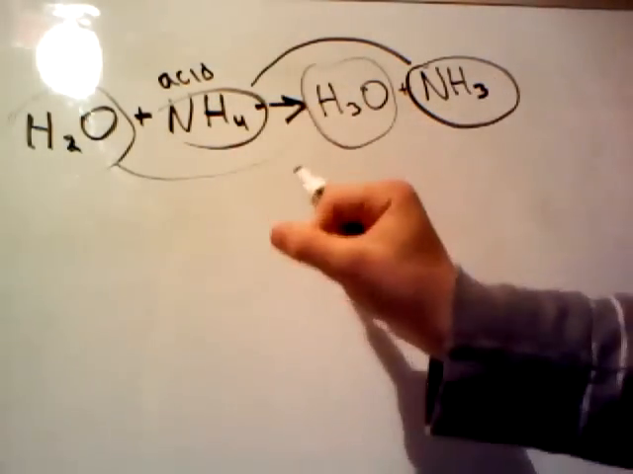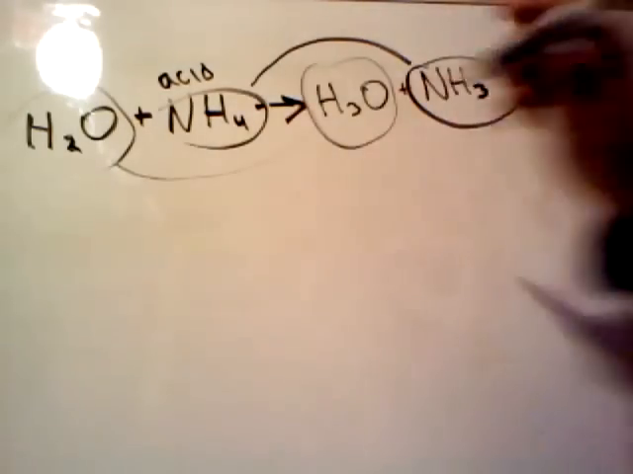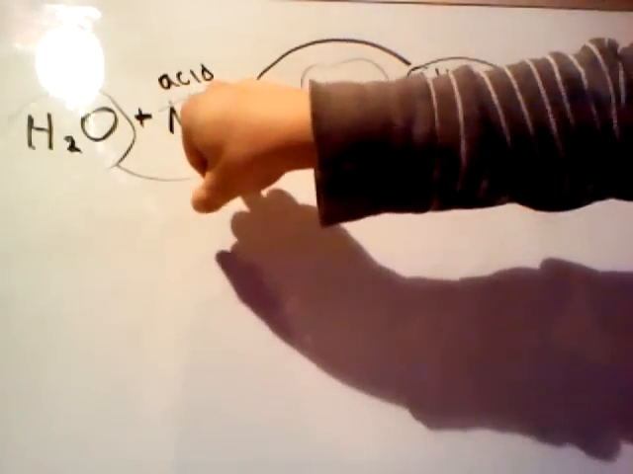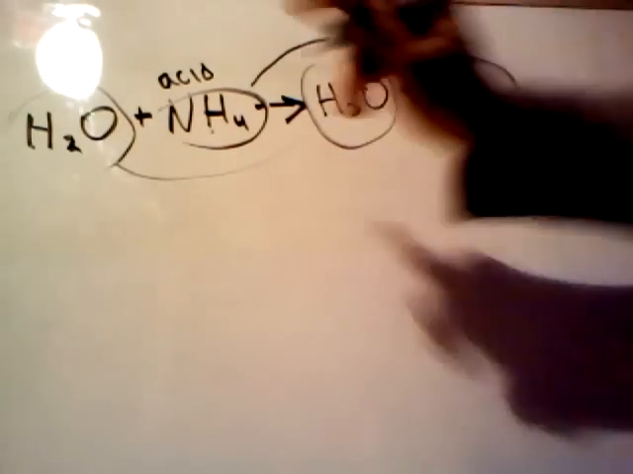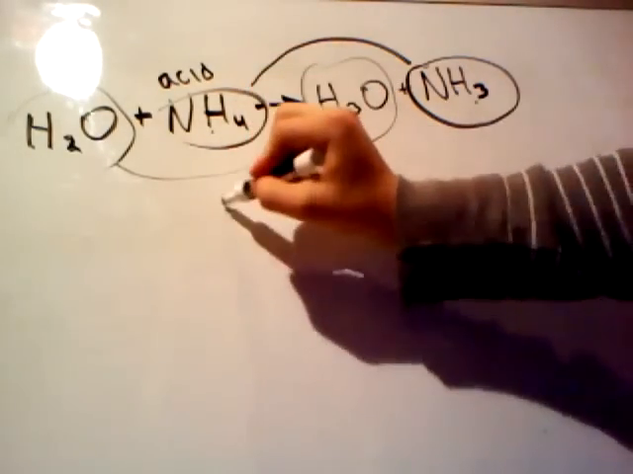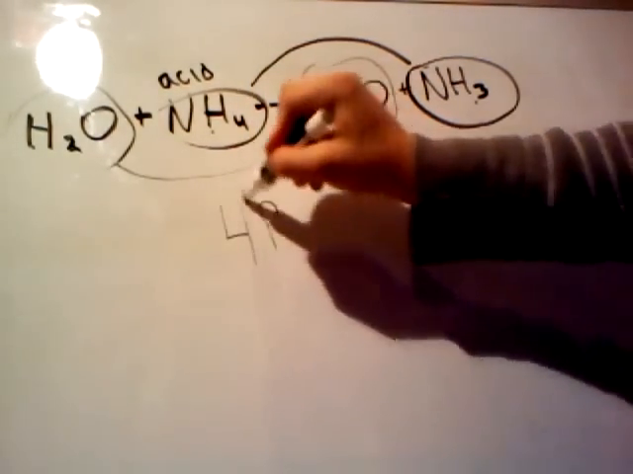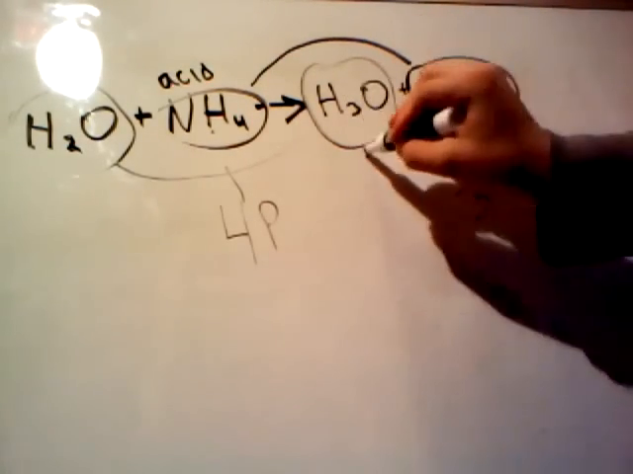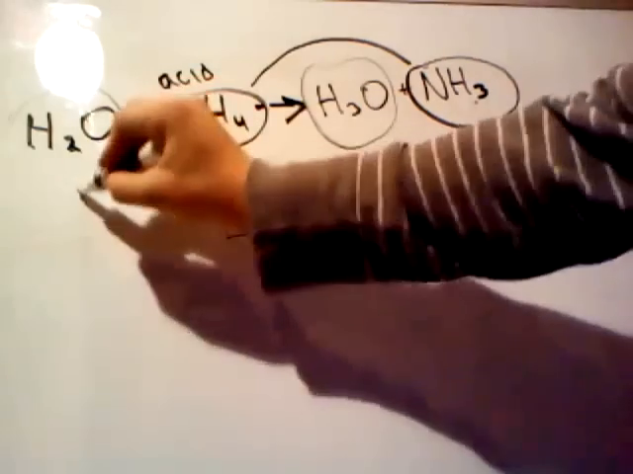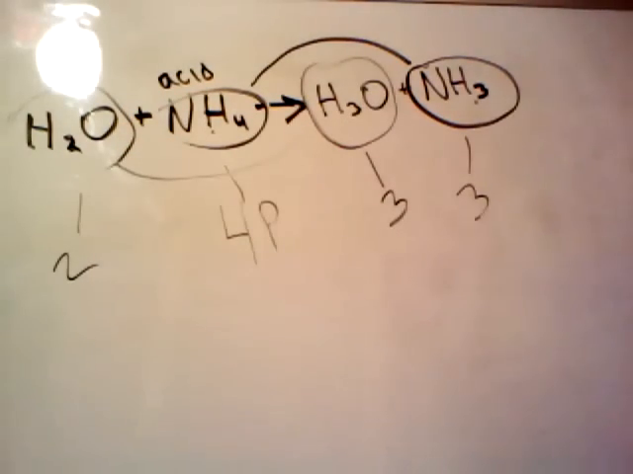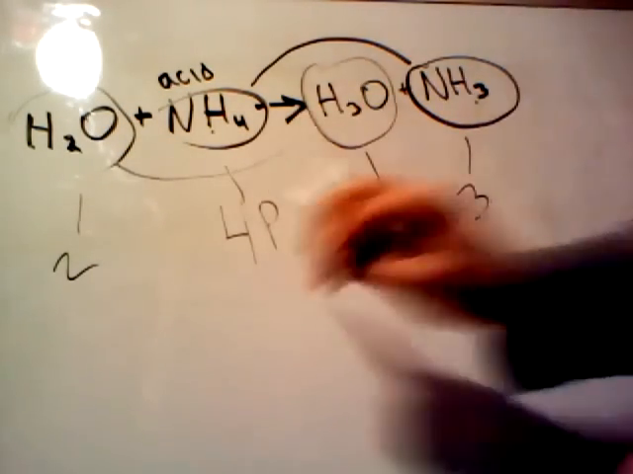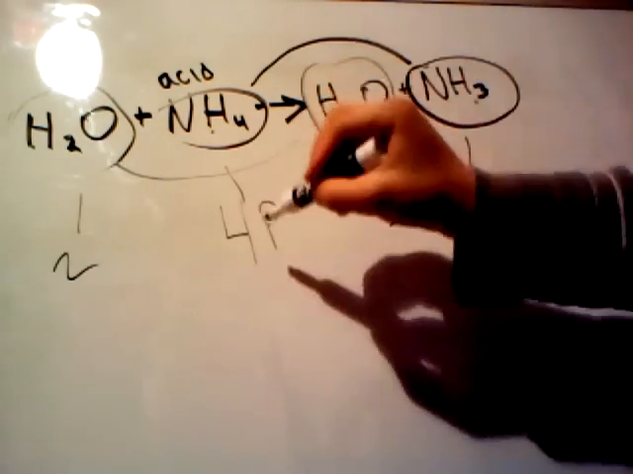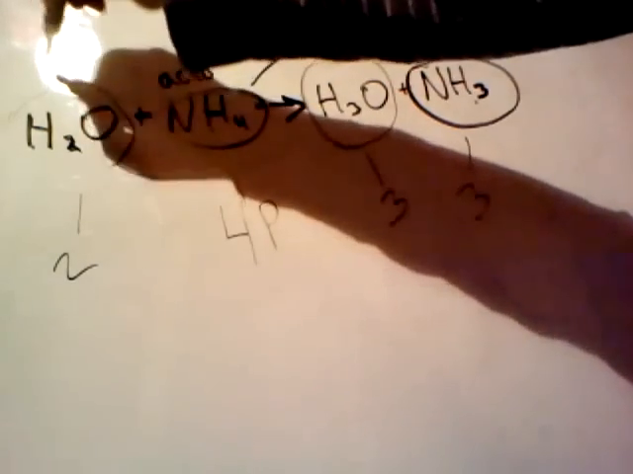The best way to figure out which one is the acid and which one is the base is if on one side it has more protons than on the other. So this has 4 protons right here. This one only has 3. This one has 3. But over here it has 2. So if it has more protons on one side, it's probably going to be more acidic, because it's more likely to give up a proton. So this is clearly the acid, this is the base.